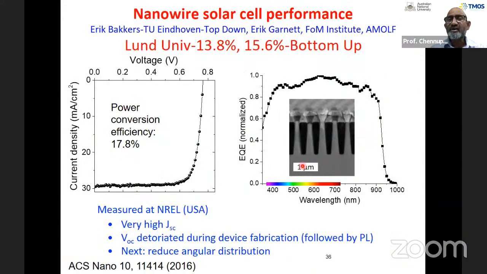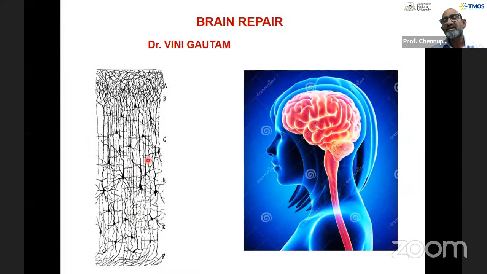To cut the long story short, one of our colleagues from Technical University of Eindhoven and FOM Institute in Amolf, Professor Erik Bakkers and Professor Erik Garnett, have demonstrated one of the most efficient nanowire solar cells, with efficiencies of 17.8% or so, which is looking extremely promising for flexible solar cells and a range of applications. So that's what we are working on with our colleagues at Oxford, trying to make use of these for flexible solar cell applications also.